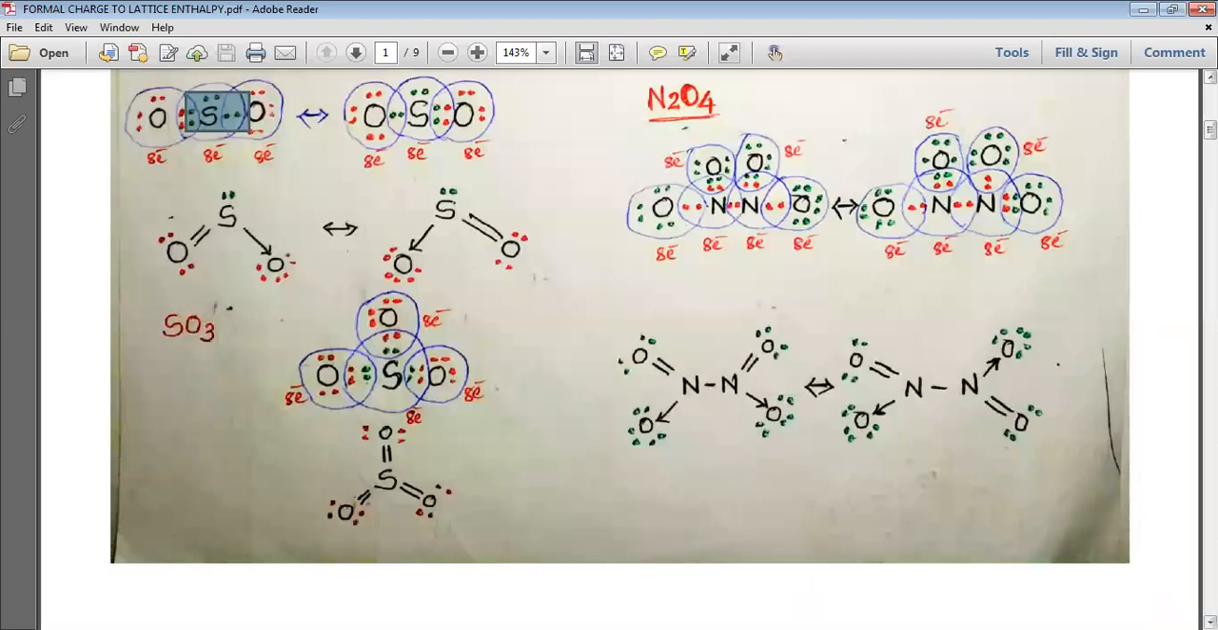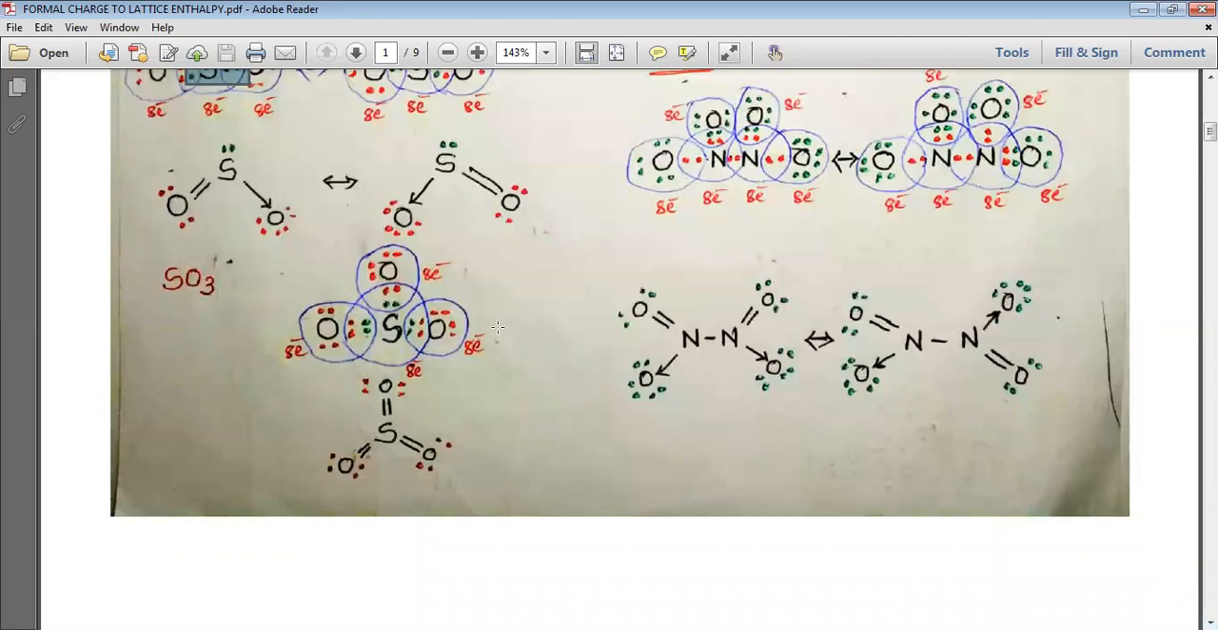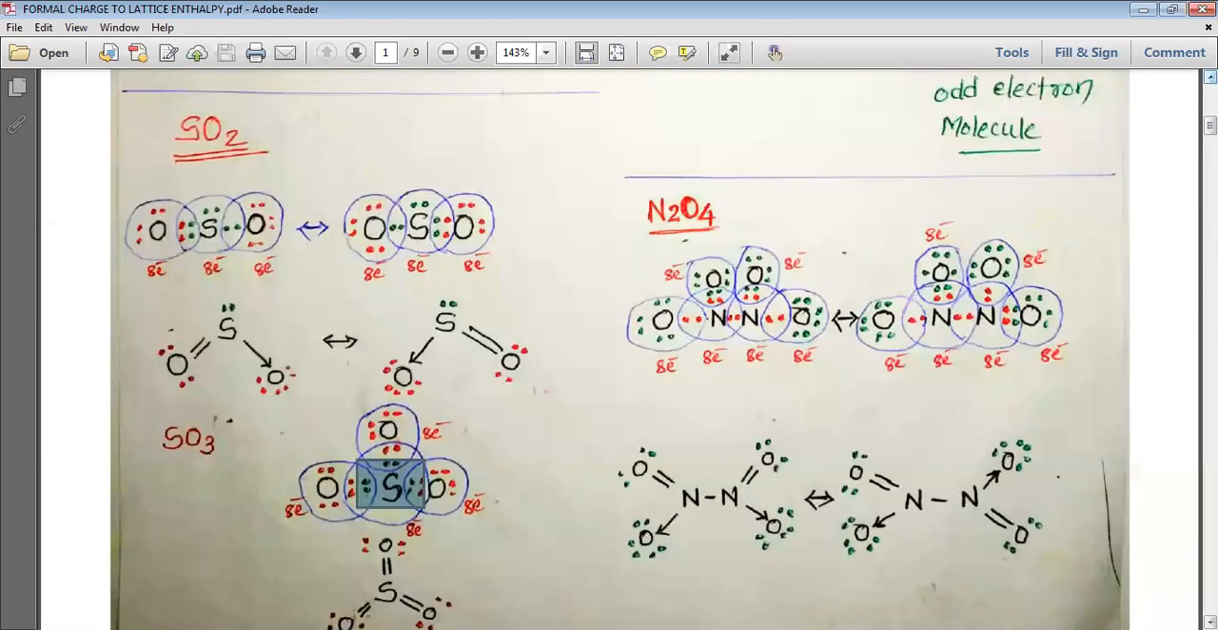When we look into the SO3, you can see that sulfur makes double bonds with all the 3 oxygen. So sulfur shared 2 electrons with one oxygen, 2 electrons with another oxygen, 2 electrons with the third oxygen. And this is how we can draw the resonance structure for sulfur trioxide, my dear students.